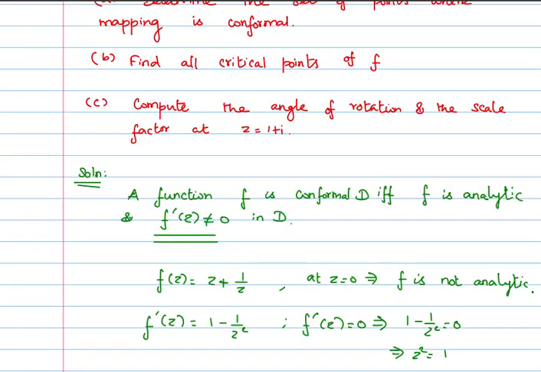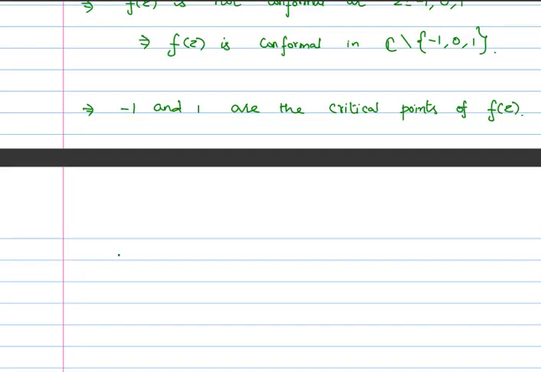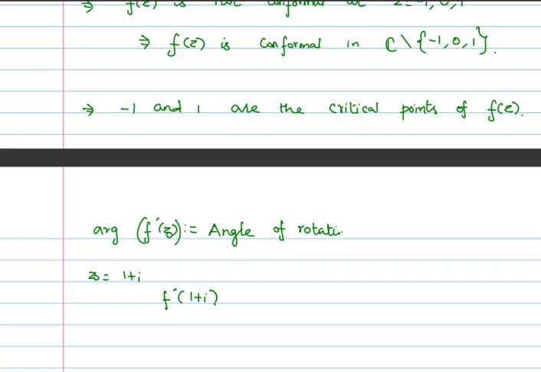Next, I want to find the angle of rotation and the scale factor. To find the angle of rotation, we find f prime of z, and its argument is known as the angle of rotation. It is a local property, so we put in z naught. They have given us z naught is 1 plus i. So f prime of 1 plus i equals 1 minus 1 over (1 plus i) the whole square.